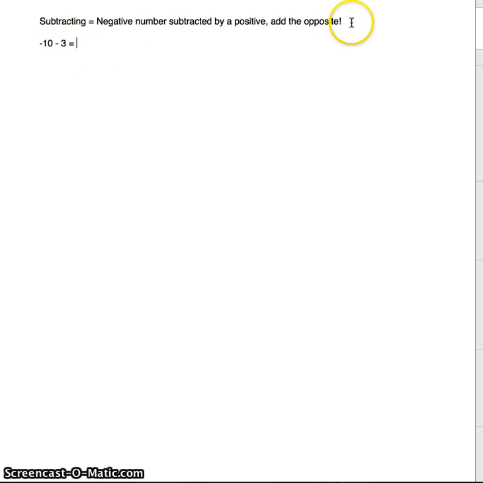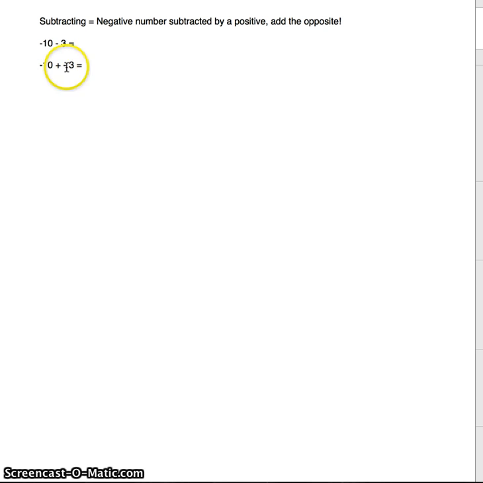So whenever you have a negative subtracted by something else, always add the opposite. When I say add the opposite, it looks like this. We keep that negative 10. We change that subtraction sign to an addition sign. And then we take the opposite of a positive 3, which is a negative 3. So we do negative 10 plus negative 3 equals something.